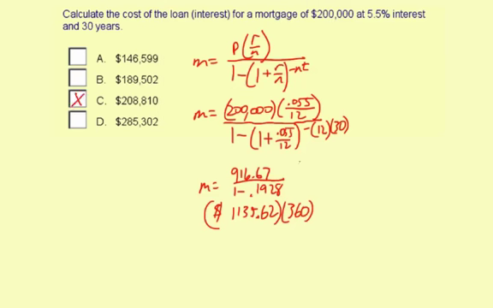So that total cost of the loan to buy a house was $208,000. You actually paid more than double what the house was worth by the time you're paying off the mortgage.